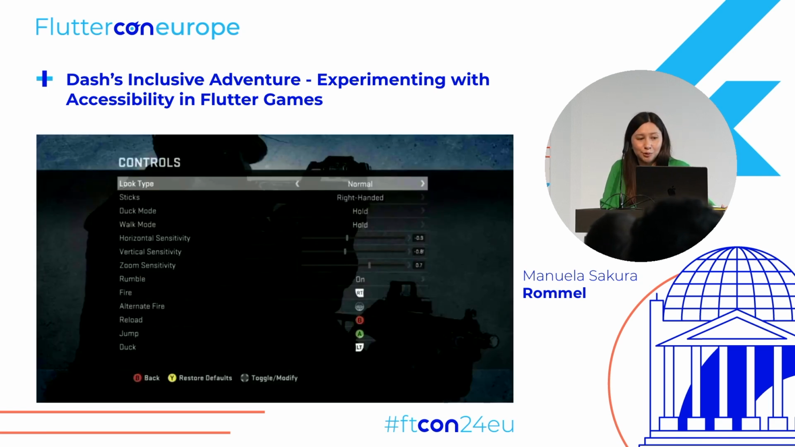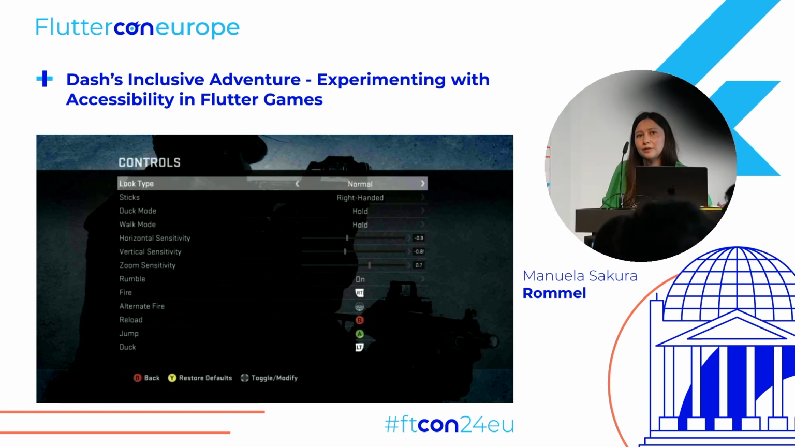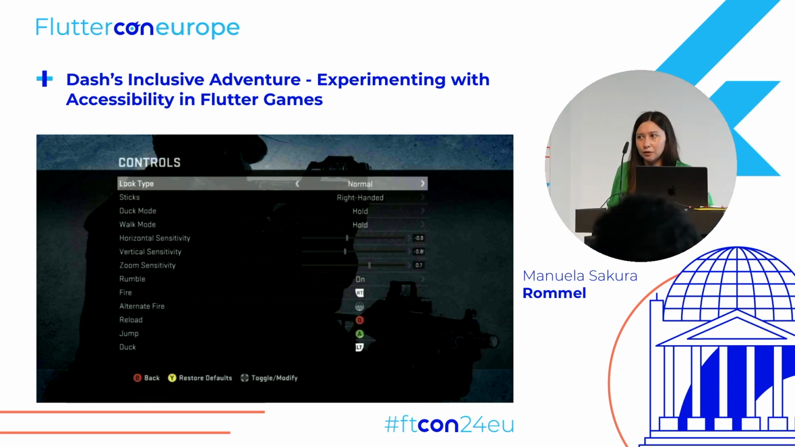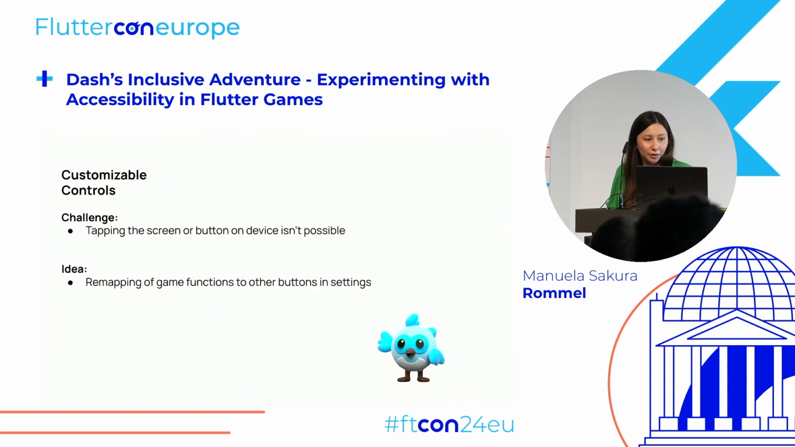So now back to remapping controls. Remapping controls is already very common in computer games because of different keyboards, but it is rare in consoles. And basically, I implemented that for our Dash adventure. The challenge is tapping on the screen or a button on the device isn't possible. So we have to remap the game functions to other buttons in settings.